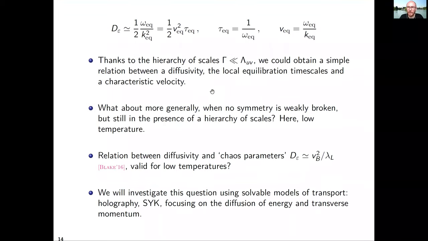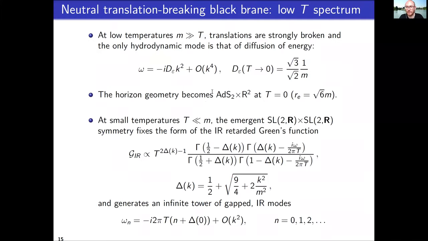All right, so now let's look at a case where there's no weakly broken symmetry, but there's still a hierarchy of scales. And the simplest thing to do is to take temperature to be very low in exactly the same system. So for very low temperatures, translations are strongly broken. Since translations are strongly broken, what we expect from everything I've just told you is that we will only be left with diffusion of energy, and indeed this is what happens.